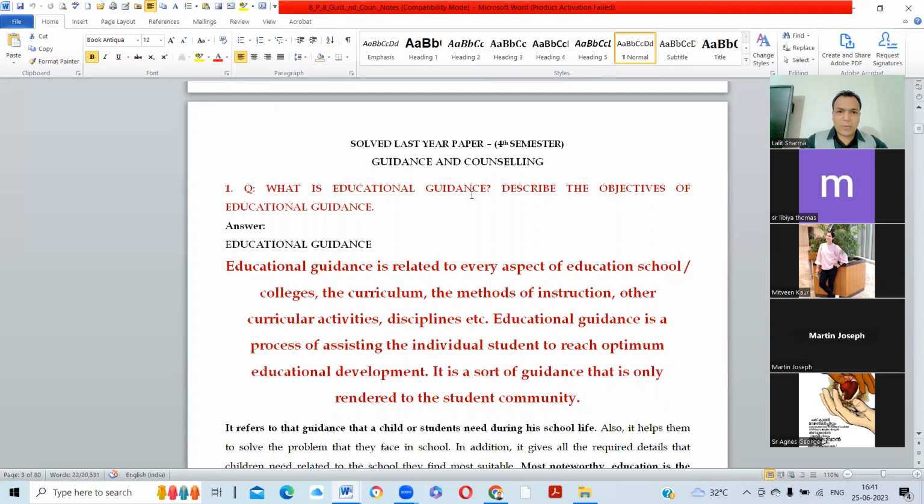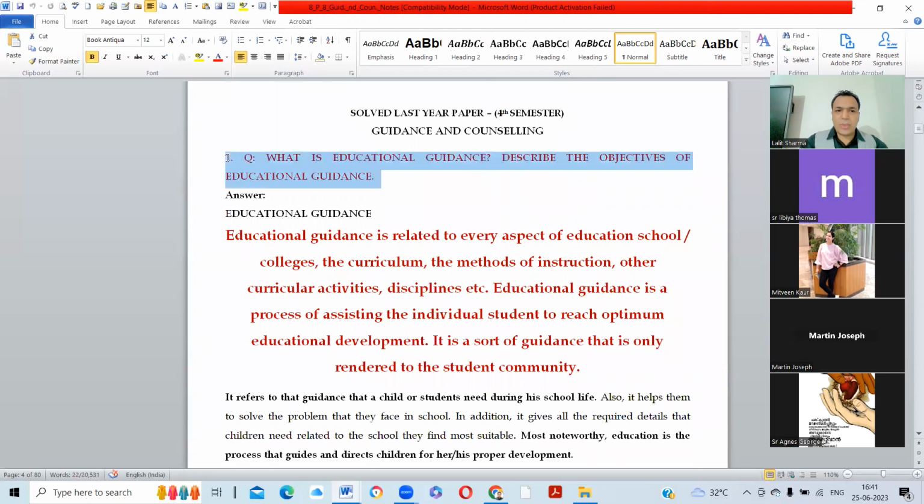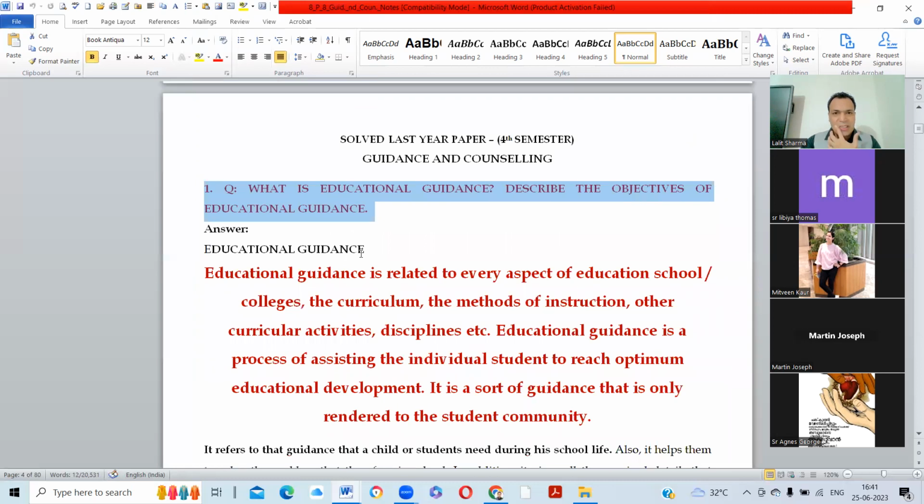So the first question that has come: what is educational guidance? Describe the objectives of educational guidance. Okay.